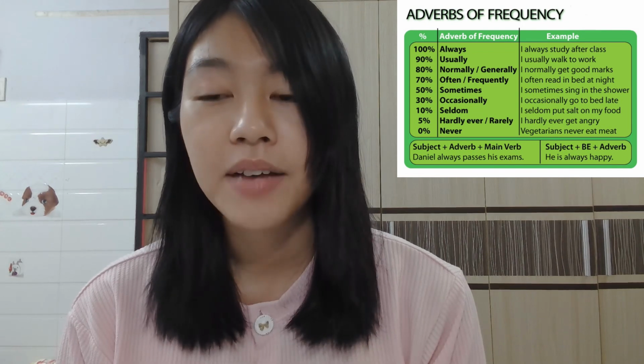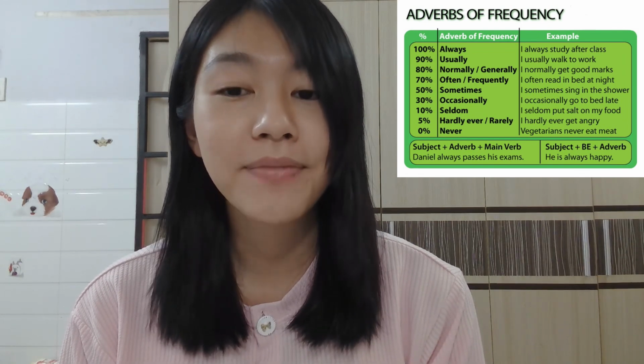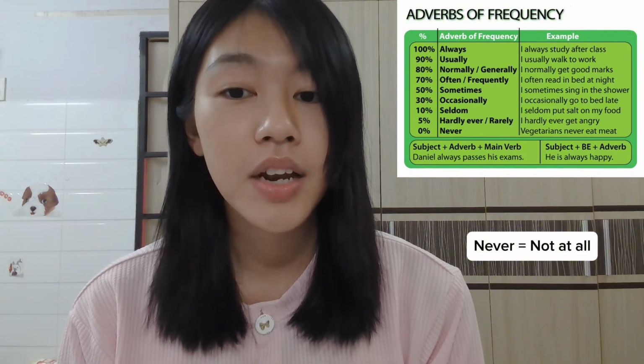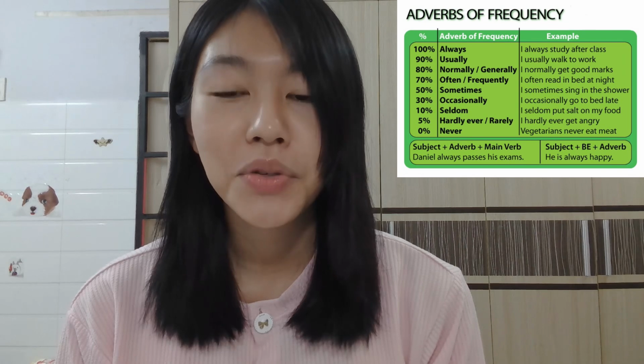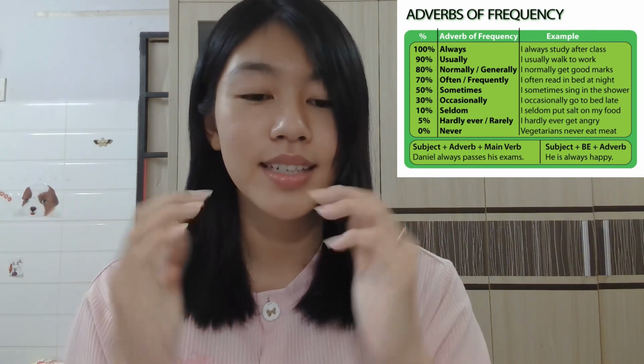Alright. Now 10%, 5%, and 0% are similar. The examples are I seldom put salt on my food. I hardly ever get angry. Vegetarians never eat meat. Okay, please remember that never means not at all, which means negative already. So please don't use not with it, okay? For example, I do not never eat meat. This sentence is not acceptable. Do you get it? Okay. You good? Alright.